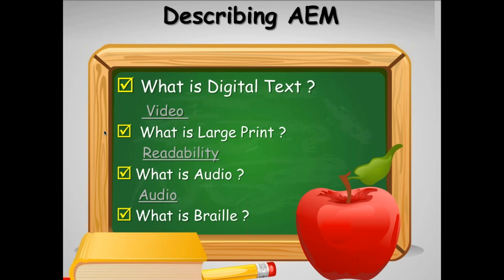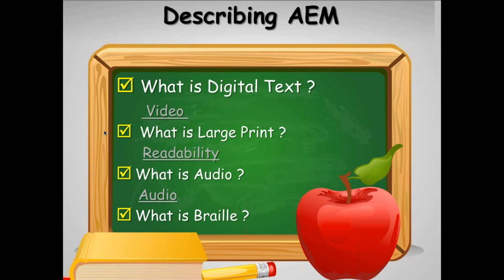So let's concentrate a little bit more on what I mentioned a number of times, the alternative formats. Let's talk a little bit more about them. The first one, digital. What is digital text? Digital text is delivered on a computer or another device like an iPad to meet the needs of students with learning, sensory or physical disability.